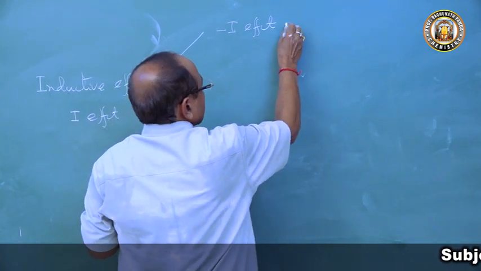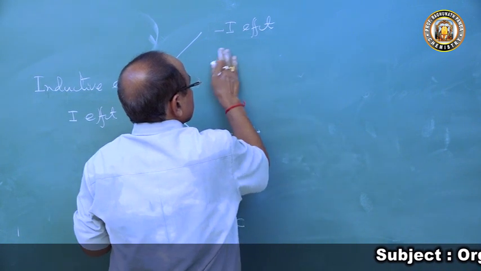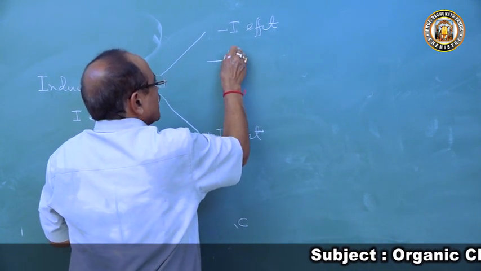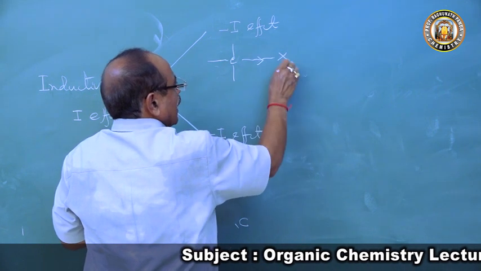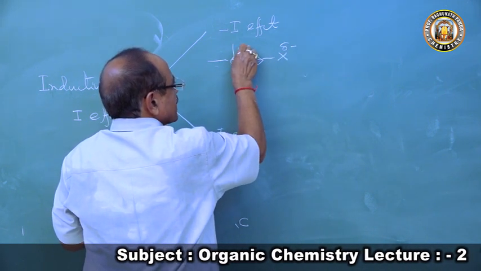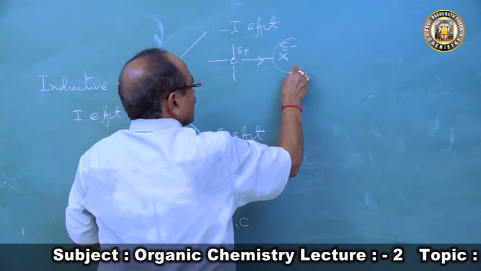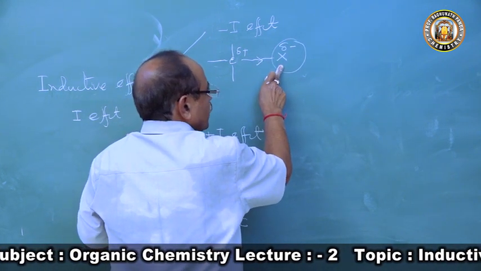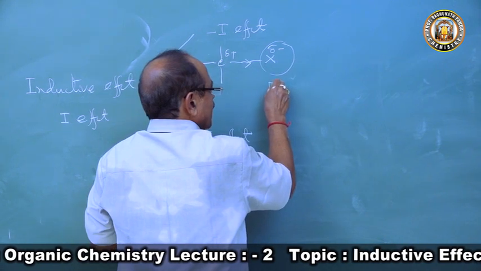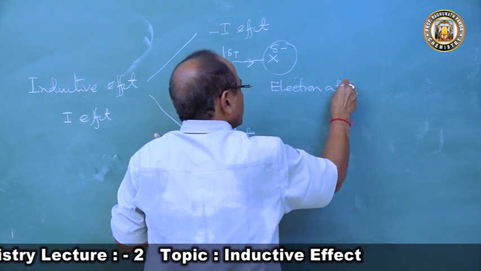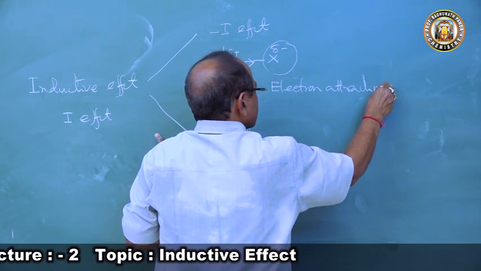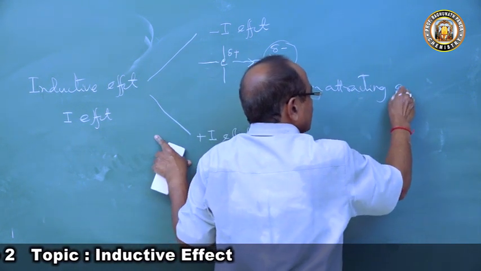And the minus I effect is caused by, what is this? This is the C, X going away from carbon. X is getting negative, carbon is getting positive. So this minus I effect is caused by whom? By X. This is caused by an electron attracting group, when the carbon atom is bonded to an electron attracting group.